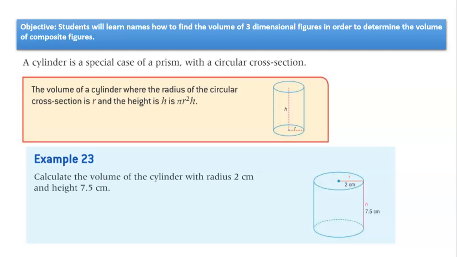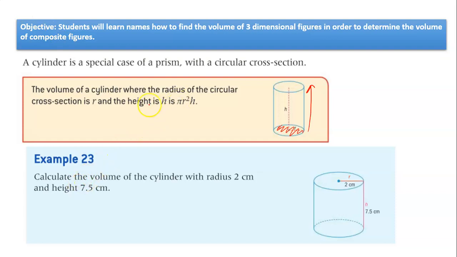A cylinder is a special case of a prism with a circular cross-section. The volume of a cylinder where the radius of the circular cross-section is r and the height is h is pi r squared h, because pi r squared gives you the area of the circle, and then the h helps you get the volume.